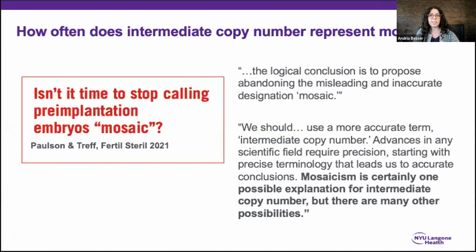So because of all of these inconsistencies, there's been a push by many in the field to start using less misleading and more accurate terminology when describing these results, and using the term intermediate copy number instead of referring to it as mosaicism, since mosaicism is only one possible explanation for an intermediate copy number.